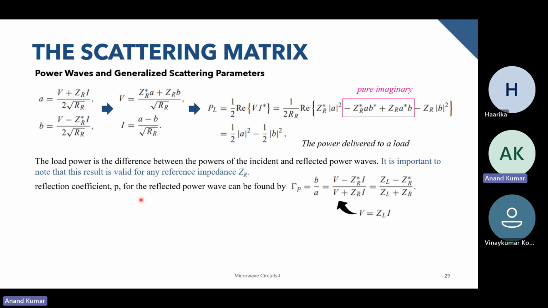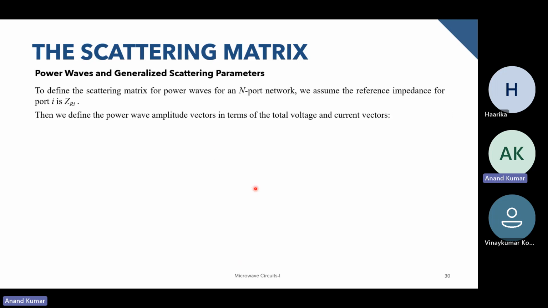Now we can also calculate the reflection coefficient using these terms, and this is given by the ratio of B by A. The V over here is essentially the voltage at the load, which is given by ZL into I. You can see this formula resembles the one we already know, except that instead of Z naught we have ZR, the reference impedance. And again, the reflected wave will become zero if ZR becomes equal to this conjugate term. Essentially, if this becomes zero, we will have zero reflections from the load. This was important to include here.